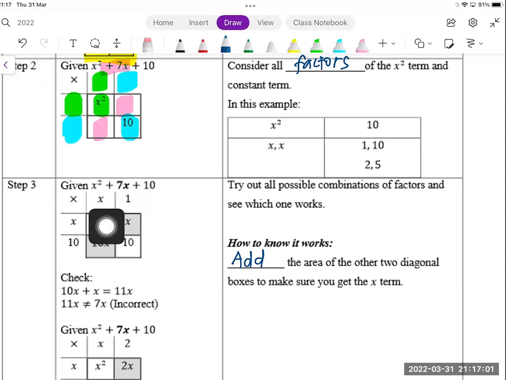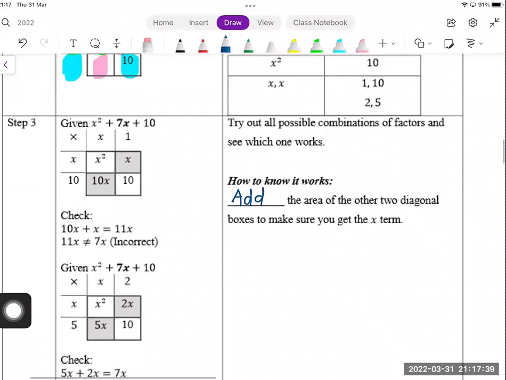Let's say we try 1 and 10. I put my 1 over here, I put my 10 over here. For these two, you understand why they are here, right? x and x, because for x squared, my factors are x and x. So I put my x here, I put my x here. Then for 10, I put my 1 here, I put my 10 here. I solve the terms: 1 times x is x, 10 times x is 10x. I add 10x and x together, I get 11x. It does not correspond to my 7x. So 1 and 10 is an incorrect combination.